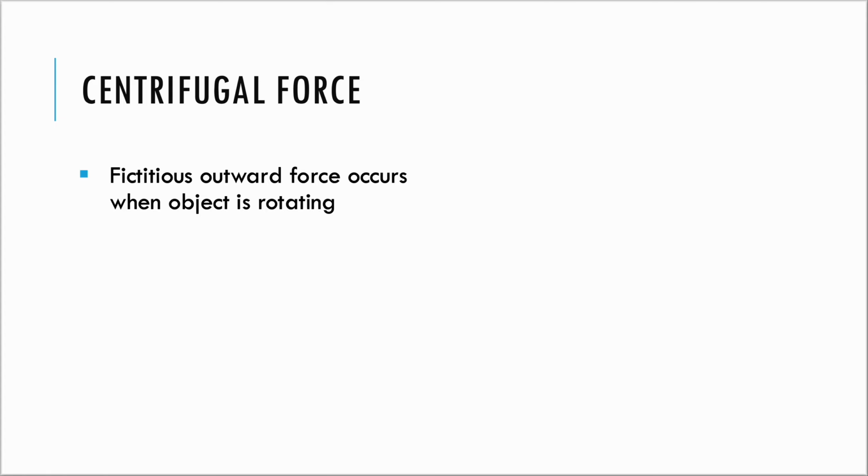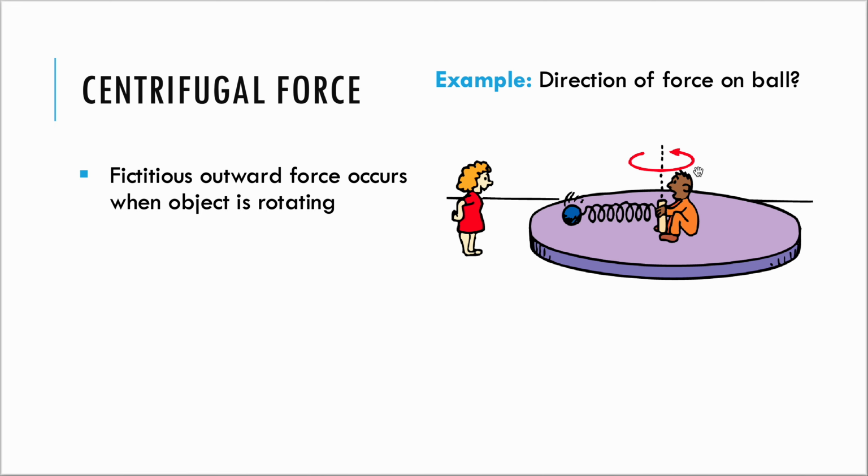Next is centrifugal force. This is a fictitious outward force that occurs when an object is rotating. Now, it occurs when you are in the rotating frame of reference. Let's look at an example. We have a person spinning, and there's a ball attached to a spring. And then we have another person standing on the side.